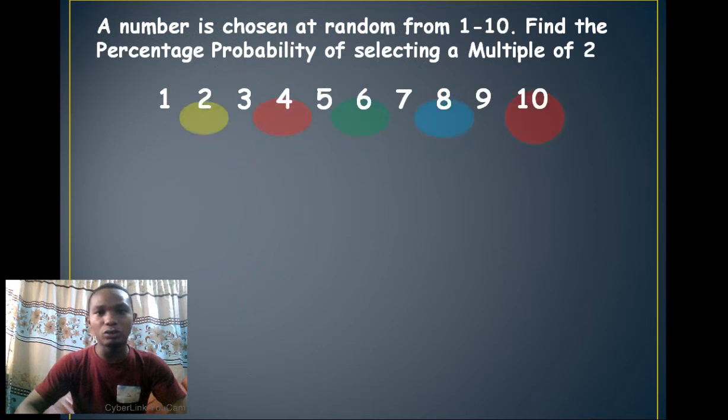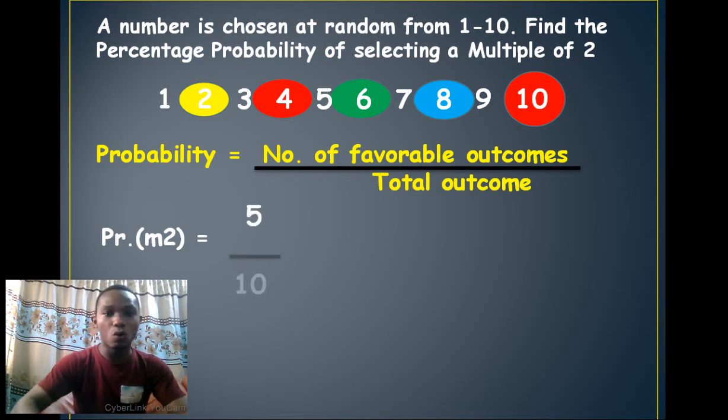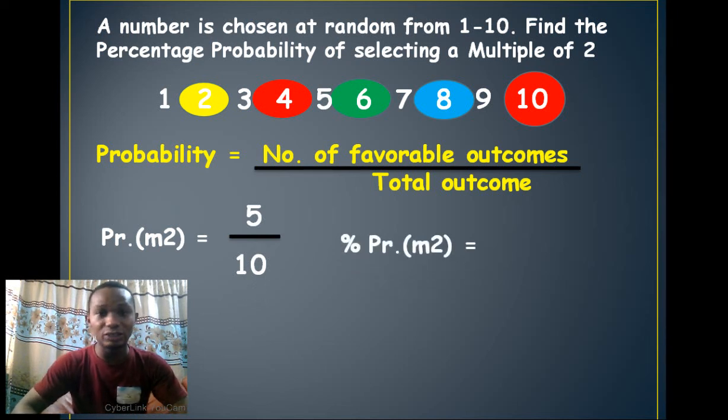Okay, now let's look at this. A number is chosen at random from 1 to 10. Find the percentage probability of selecting a multiple of 2. Now from these numbers, the multiples of 2 are 2, 4, 6, 8 and 10. Then probability is equal to the number of favorable outcomes divided by the total outcome. The probability of the multiples of 2 is equal to 5, because we have 5 multiples of 2 there, over the total outcome, which is 10. That is also known as 1/2, or you can decide to leave it that way.